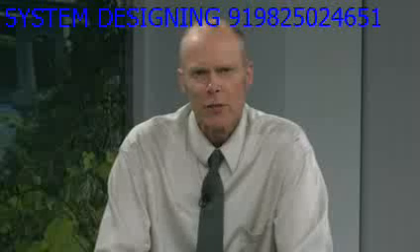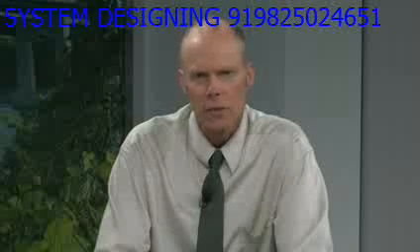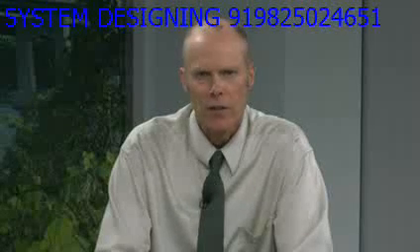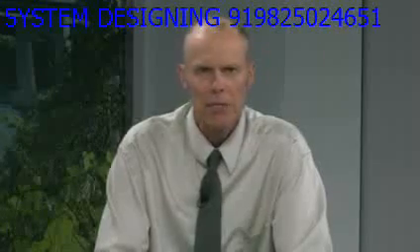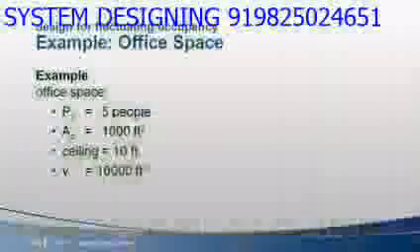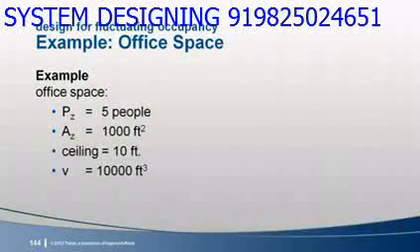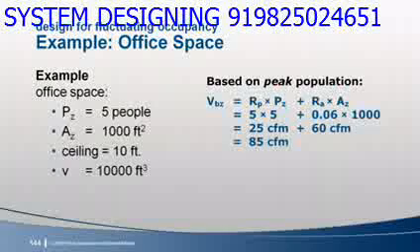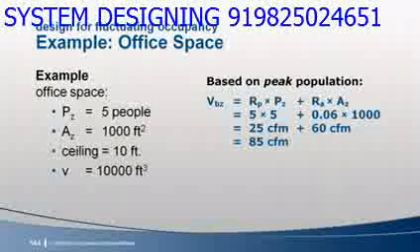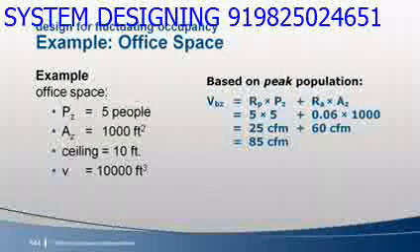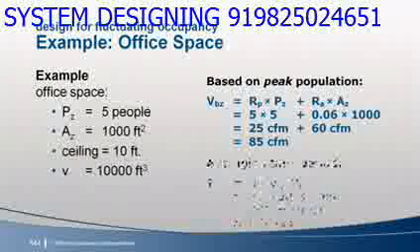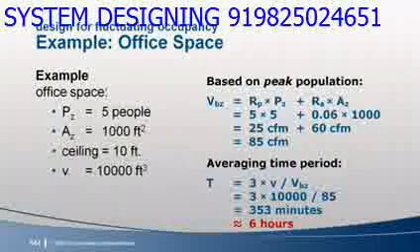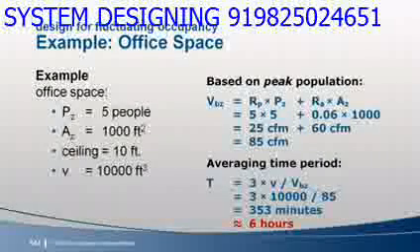Let's use my previous 2 examples to see how this works. My example office was 1,000 square feet with a peak population of 5. If the ceiling height is 10 feet, the volume of that zone is 10,000 cubic feet. Recall that for the peak zone population, the required breathing zone outdoor airflow would be 85 CFM. So solving this equation, we find the averaging time period for this office is about 6 hours.